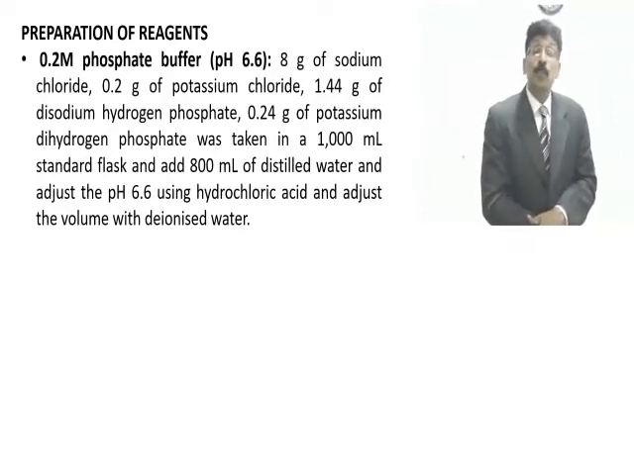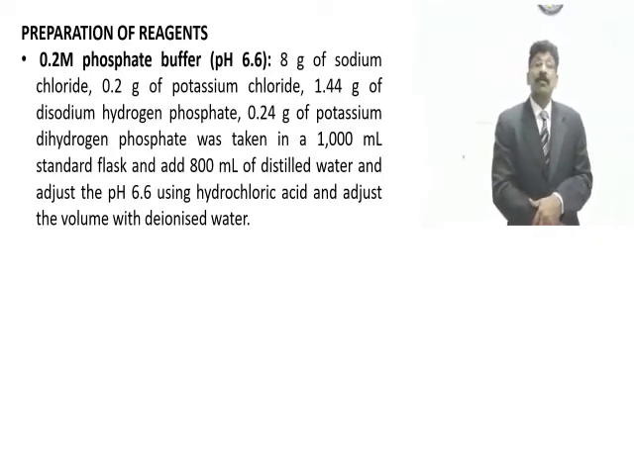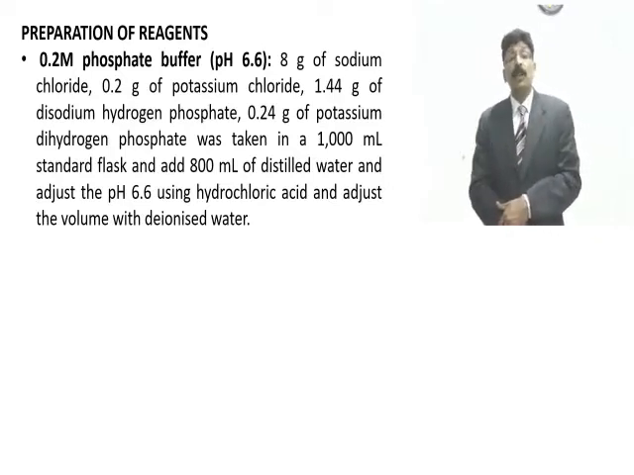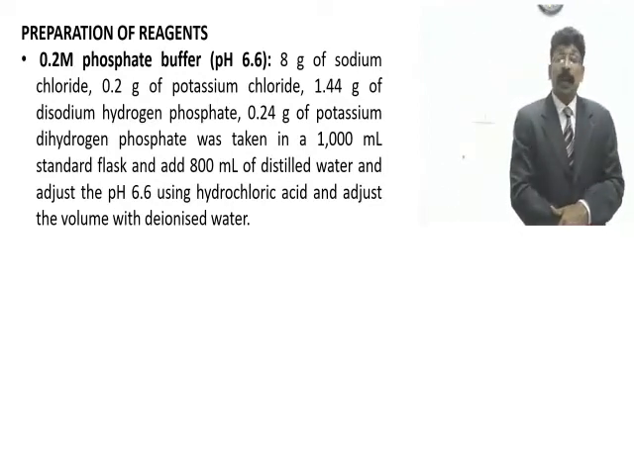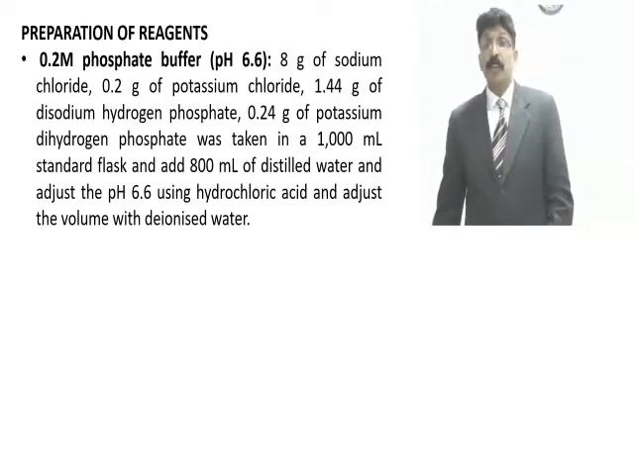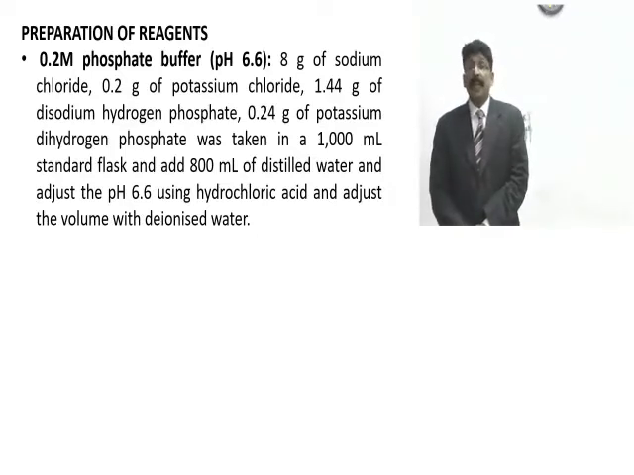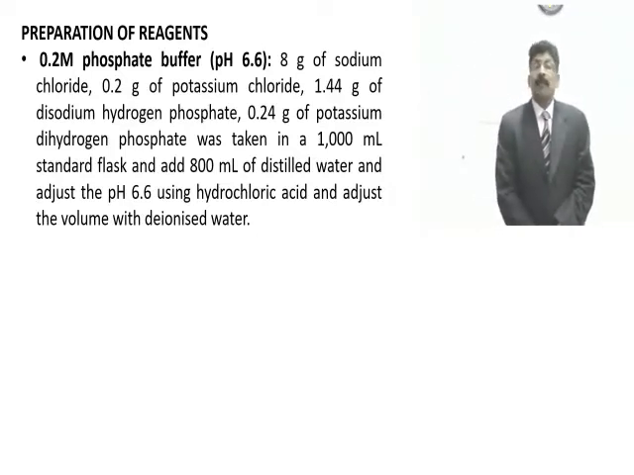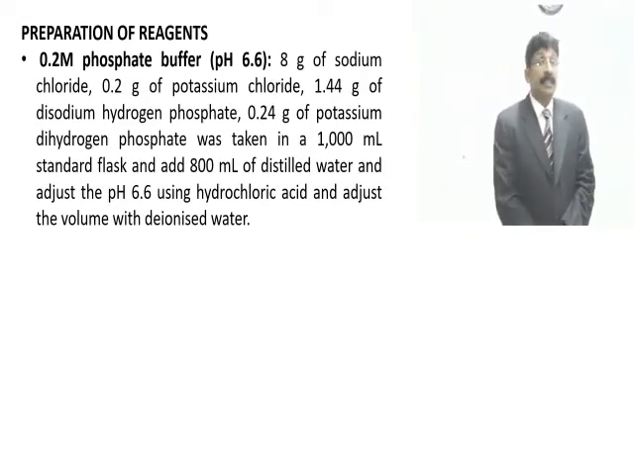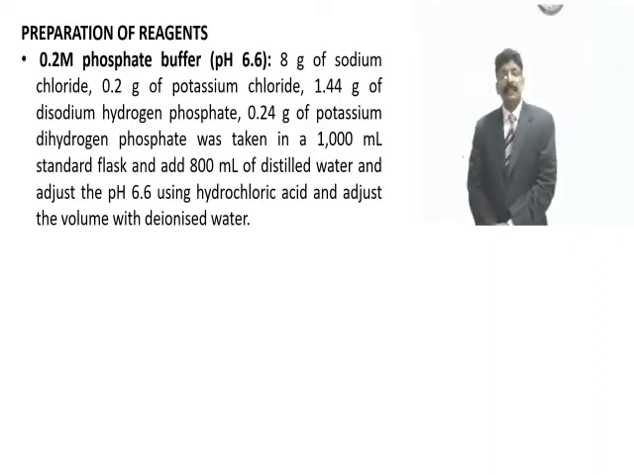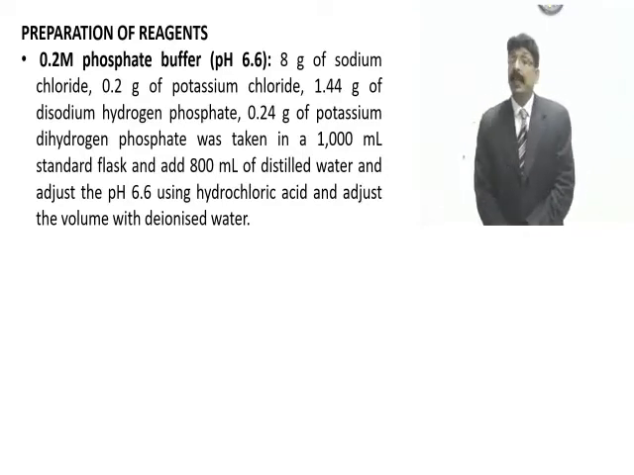0.2 molar phosphate buffer, pH 6.6. 8 grams of sodium chloride, 0.2 grams of potassium chloride, 1.44 grams of disodium hydrogen phosphate, and 0.24 grams of potassium dihydrogen phosphate were taken in a 1000 ml standard flask and 800 ml of distilled water was added. The pH was adjusted to 6.6 using hydrochloric acid, and the volume was adjusted with deionized water.